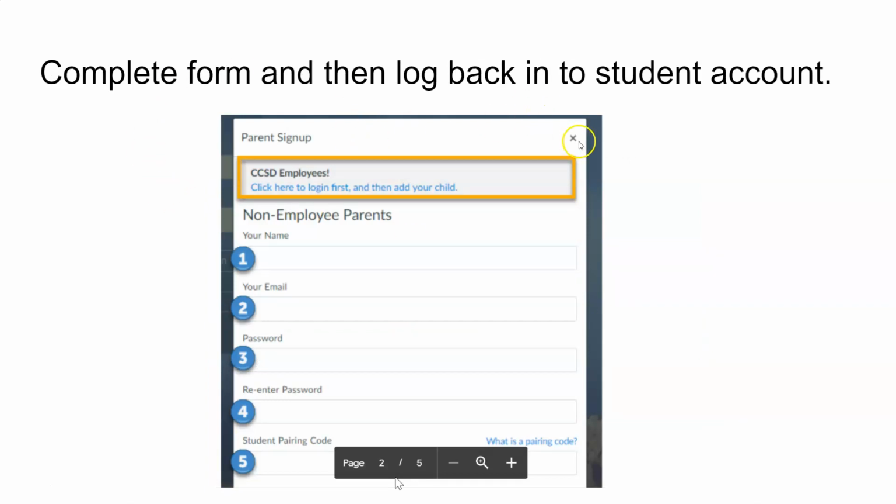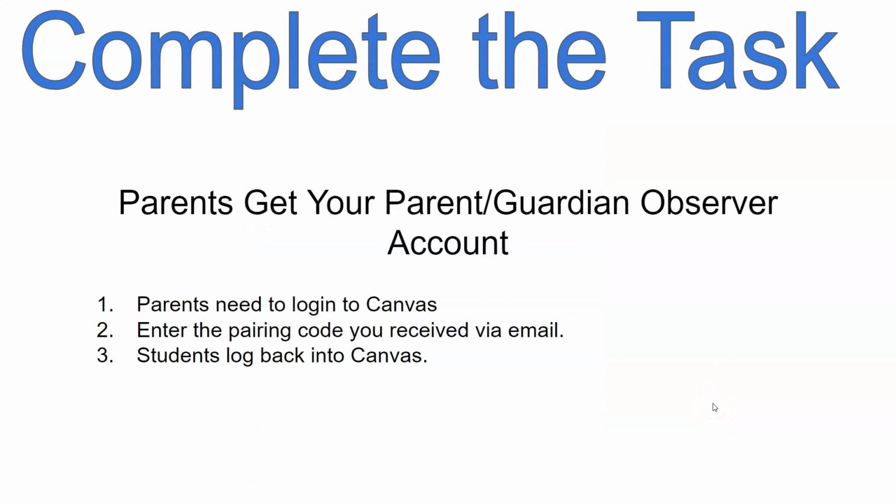You're going to complete the form, and then you're going to log back into your student's account. And from there, you're going to need to get a pairing code. So once this is up and running, if you have any issues once you've watched that video, please make sure you contact your student's teacher, or you can contact one of the project facilitators here, and we can help you get that student account taken care of. Again, this is under construction right now. As soon as we hear that we can do the parent accounts, we will send a message out.